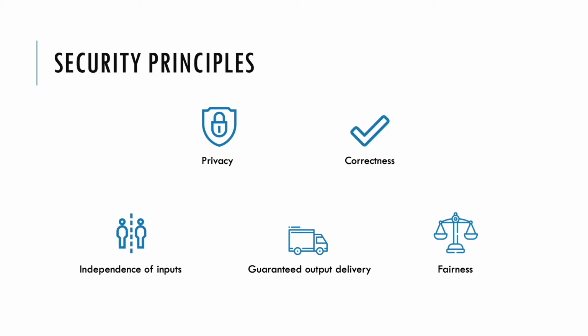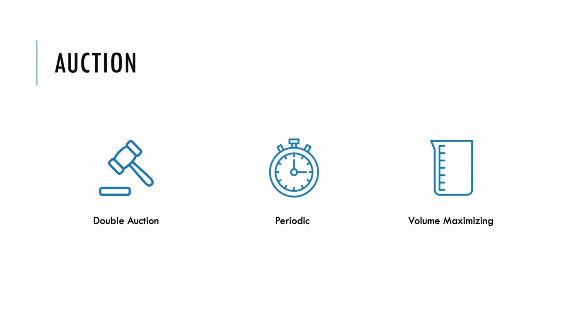Moving on to the next part of the project, it is the development of an auction. Specifically, we are developing and testing a double auction. So a double auction is where there are both buyers and sellers that will submit bids based on their purpose.